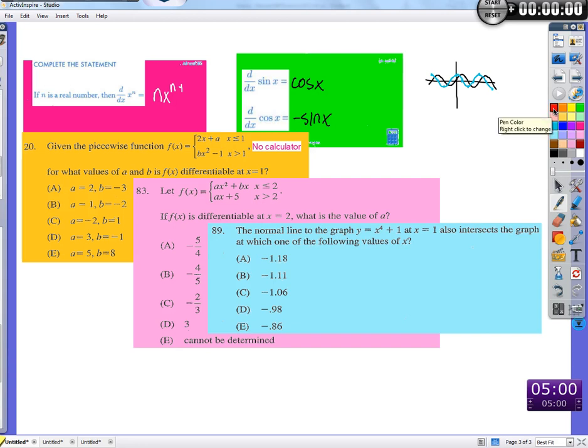Over here with this one. Okay, take a look at 20 and see if you can think of what you would have to do here. There's no calculator on this one.